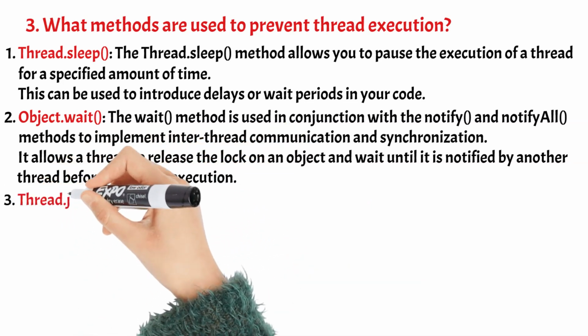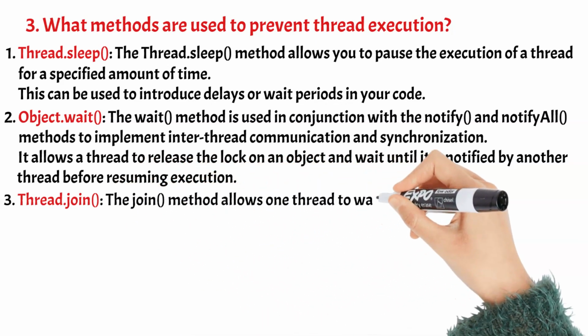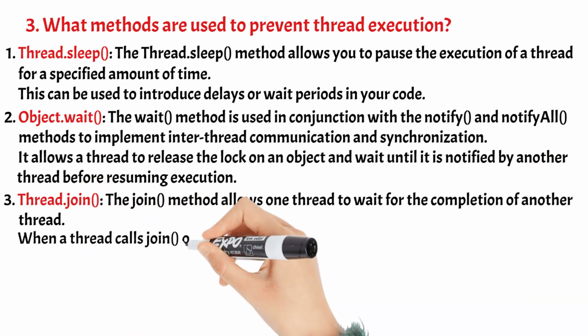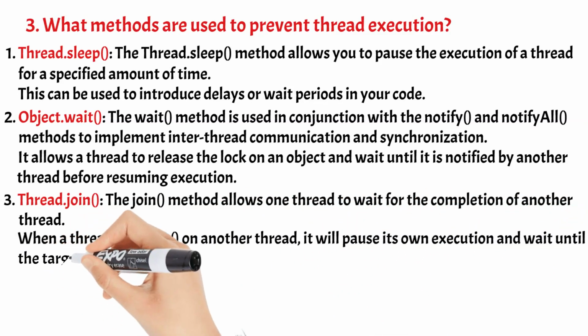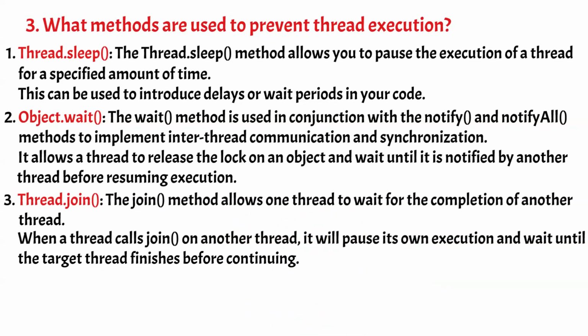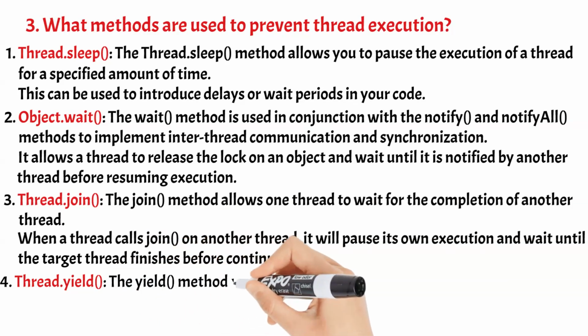3. Thread.join(). The join method allows one thread to wait for the completion of another thread. When a thread calls join on another thread, it will pause its own execution and wait until the target thread finishes before continuing. 4. Thread.yield().